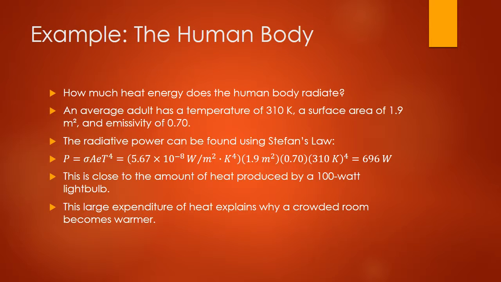Let's do another example related to how much heat does the human body radiate. Now, an average adult human has a temperature of 310 kelvins, a surface area of 1.9 square meters, and an emissivity of 0.7. So if we plug those numbers into Stefan's law, we get an answer of 696 watts, which is a lot of heat. This is close to the amount of heat produced by a 100-watt light bulb.